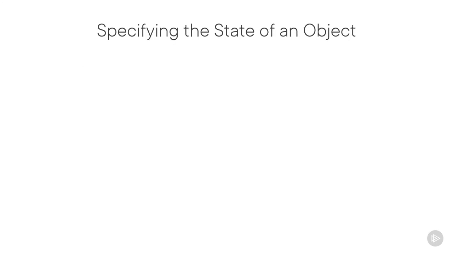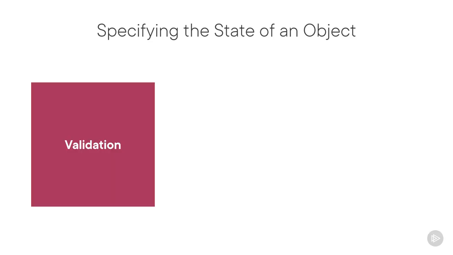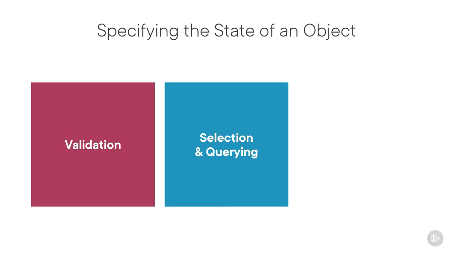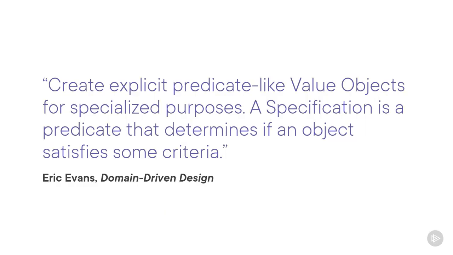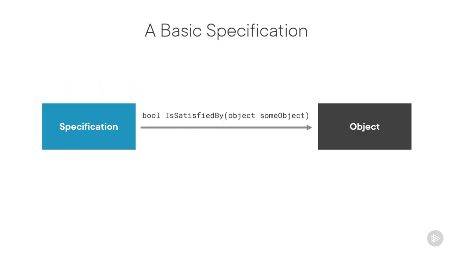Specifications are used to specify the state of an object, and as such are primarily used in three ways: validation, selection and querying, and creation for a specific purpose. In our app, we're primarily leveraging specifications in our queries. Create explicit predicate-like value objects for specialized purposes. A specification is a predicate that determines if an object satisfies some criteria, according to Eric Evans. The most basic specification simply provides a method, typically named isSatisfiedBy, which accepts some object and returns a Boolean.